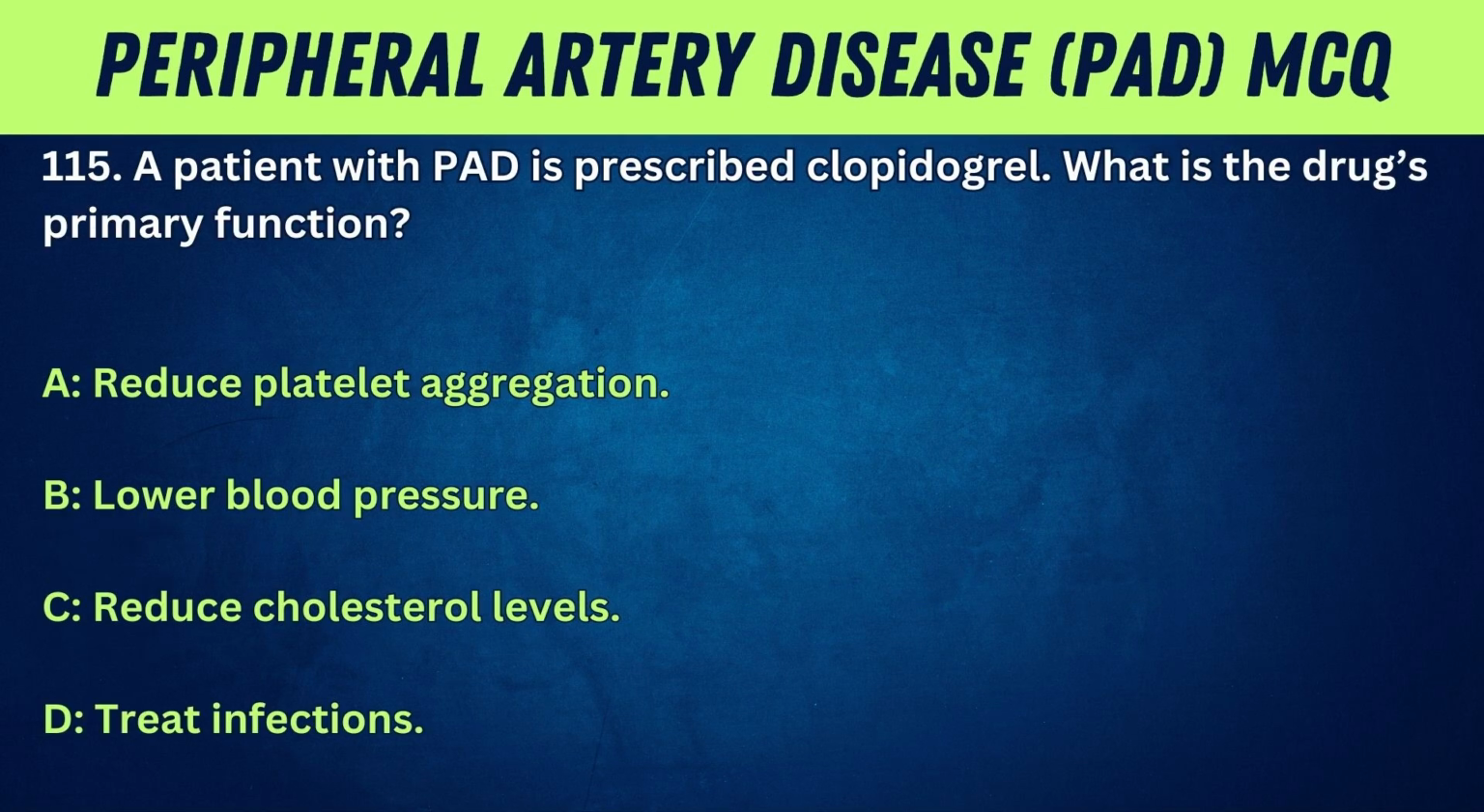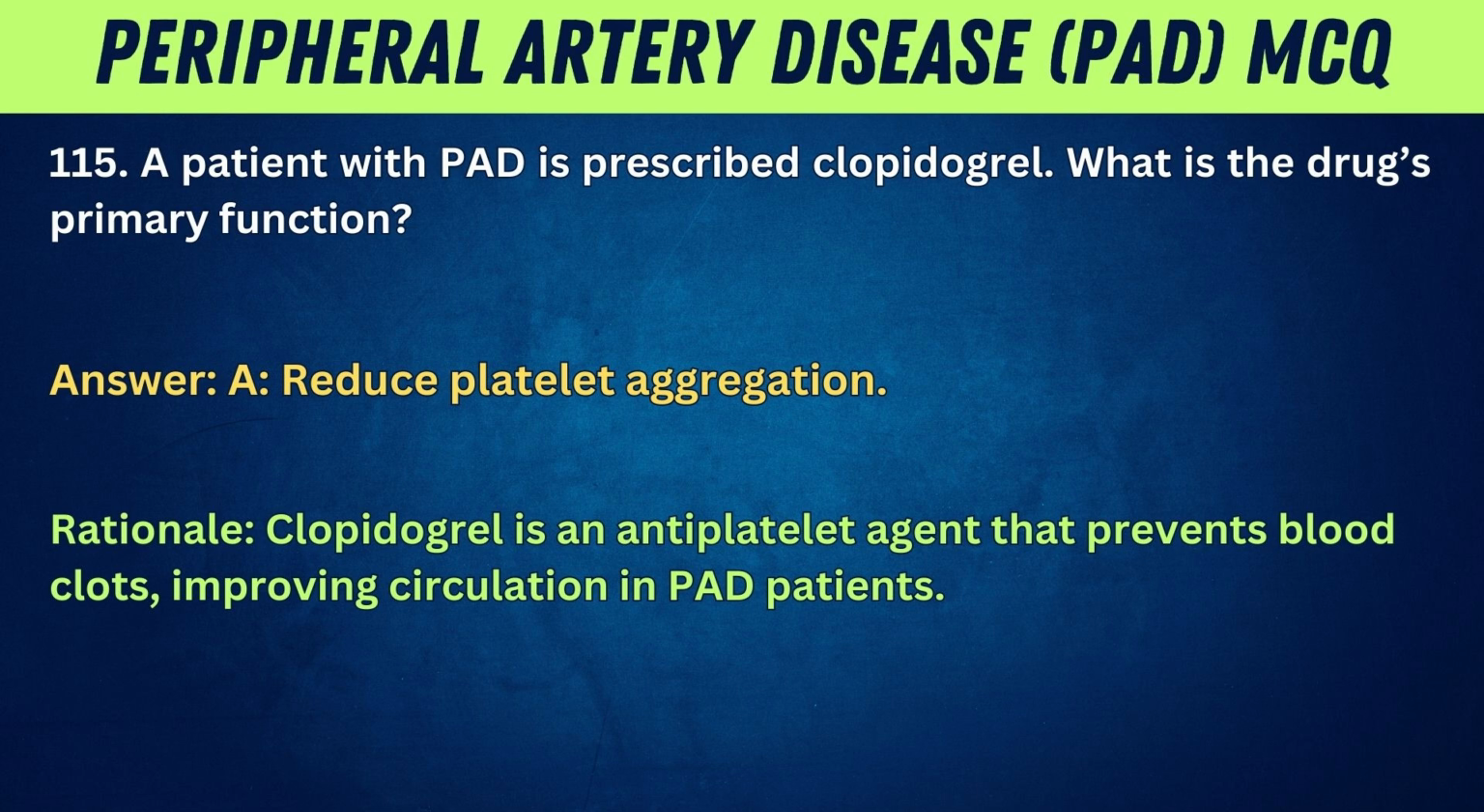115. A patient with PAD is prescribed clopidogrel. What is the drug's primary function? A. Reduce platelet aggregation. B. Lower blood pressure. C. Reduce cholesterol levels. D. Treat infections. Answer: A. Reduce platelet aggregation. Rationale: clopidogrel is an antiplatelet agent that prevents blood clots, improving circulation in PAD patients.